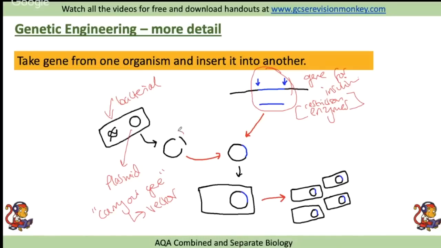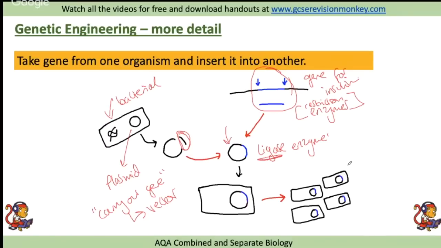So you need to use the same restriction enzymes to cut a bit of the plasmid away, and then combine those together using another enzyme, which is called ligase. Again, if you don't remember that, just talk about enzymes and use a different enzyme. You then put that back into an empty bacterial cell, and that bacteria would then replicate and produce the plasmid containing the gene for insulin.